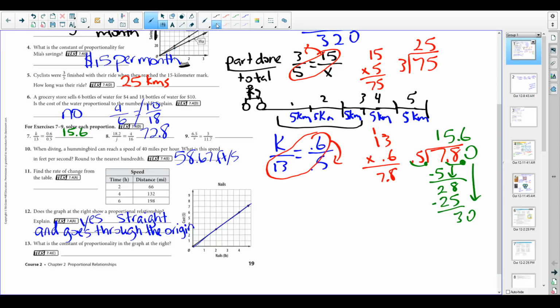So then number 9, we have 6.5 v equals 3 times 11.7. So this is a little ugly. That's okay. We like to multiply. So 11.7 times 6.5.